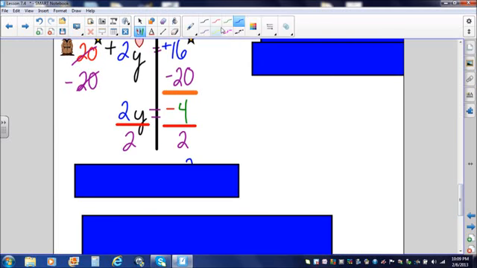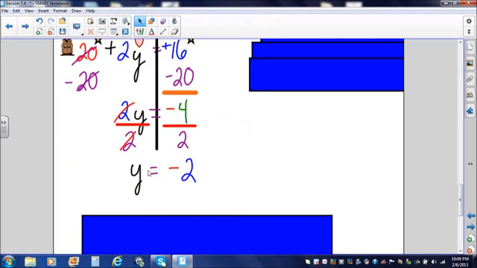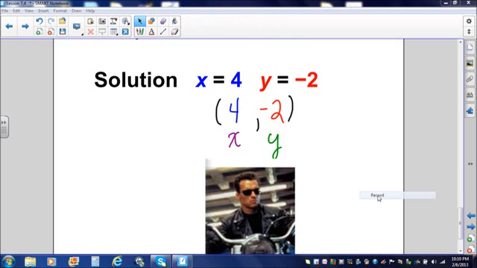Divide both sides of your equation by 2. We get y equals negative 2. A negative divided by a positive is a negative. If the bad guy is coming to town, everybody is sad. So our solution is x equals 4 and y equals negative 2. To write it as an ordered pair, x comes before y in the alphabet.